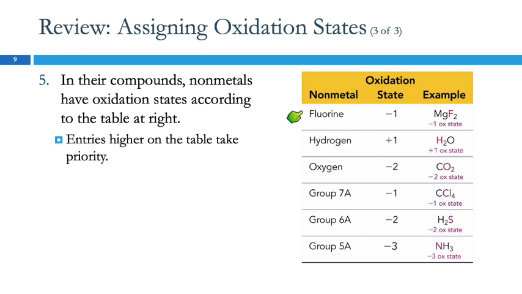So fluorine, if it's there, always gets first pick. And they're going to pick the oxidation state that is the same as the charge they would have if they were an ion. Does that make sense? And so once you get through these guys, whoever's left at the end has to take up the slack and make up for what everybody else got. So how do you remember this?